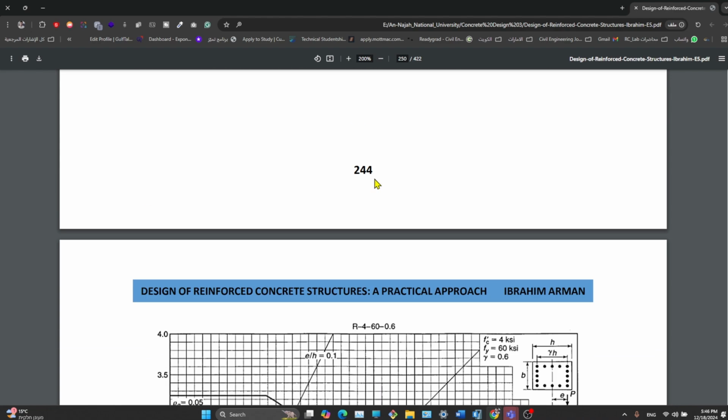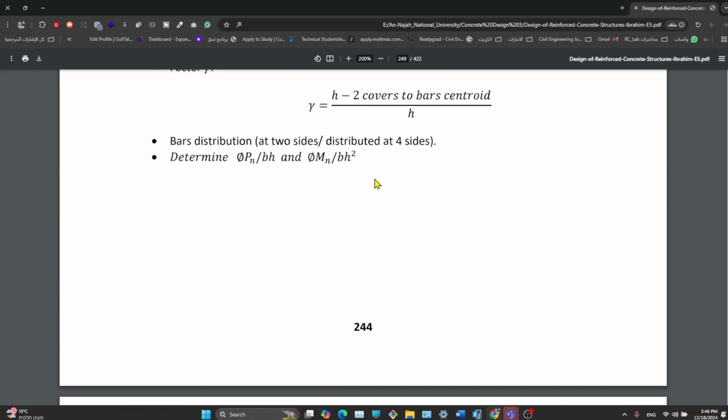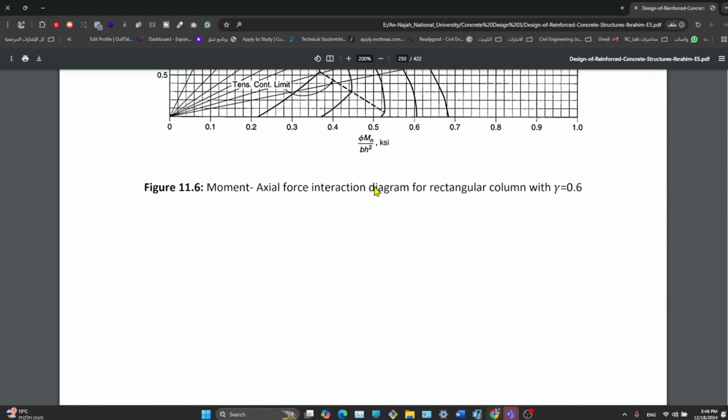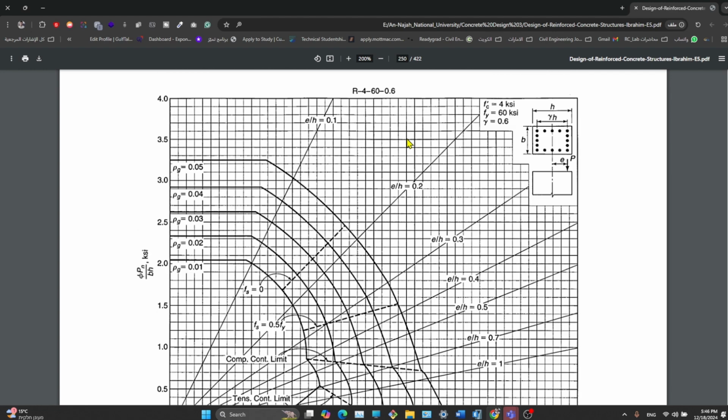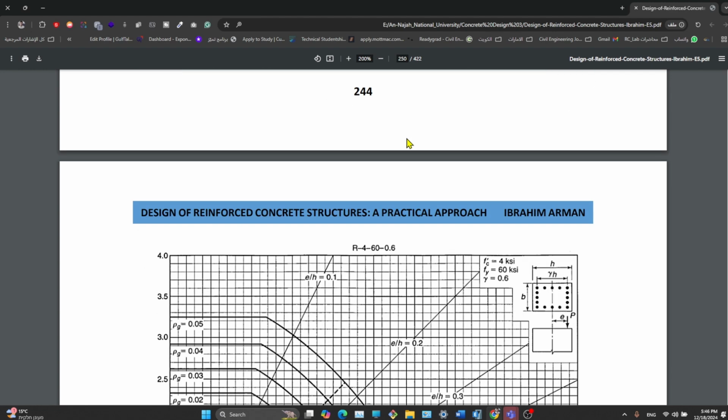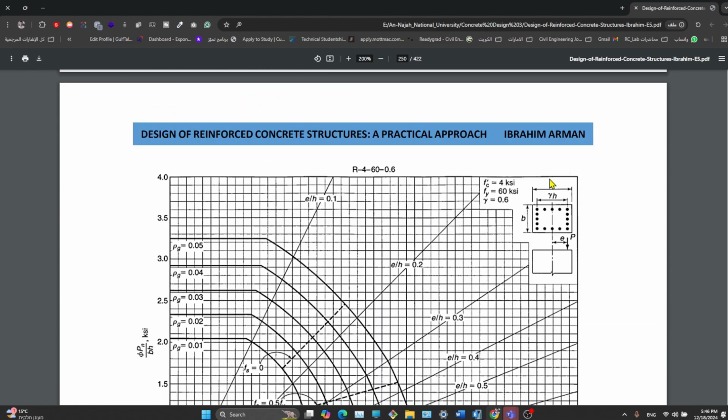I think everything is clear at this point. Let's go to the graph. It is e over h, not e over h squared. And you know the extent: this is the centroid, the center point, and from the ultimate load we have the eccentricity from the center.